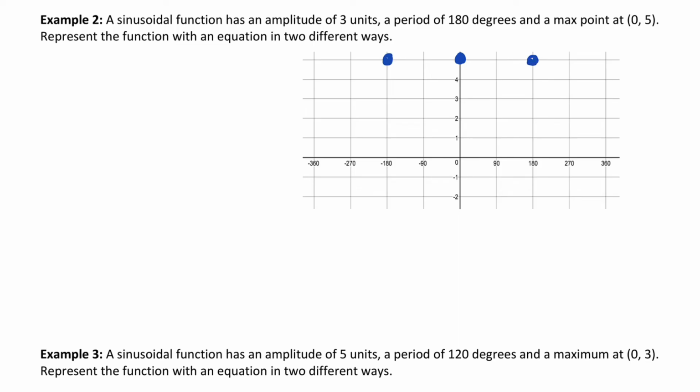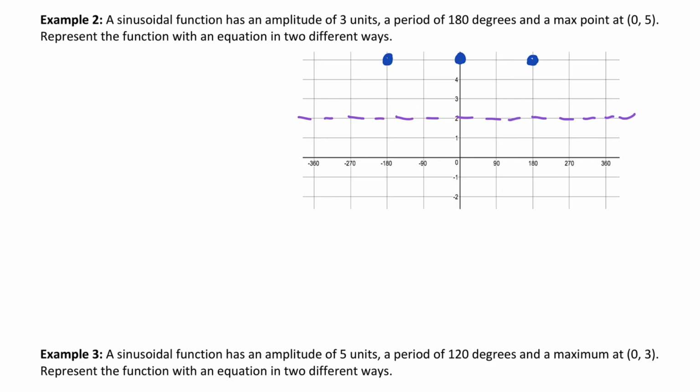And because the function has an amplitude of 3, well, amplitude is half the distance between max and min, which means if I move 3 units down from the max, that will bring me to the midline of the function. So let me actually draw my c value, my midline, right here at a y value of 2. And then if I moved another 3 units below the midline, that would bring me to the minimum of the function.